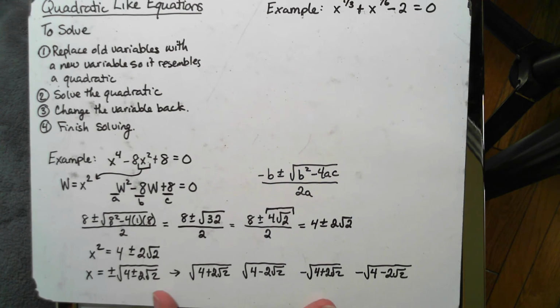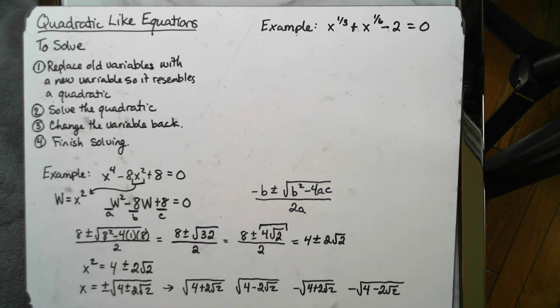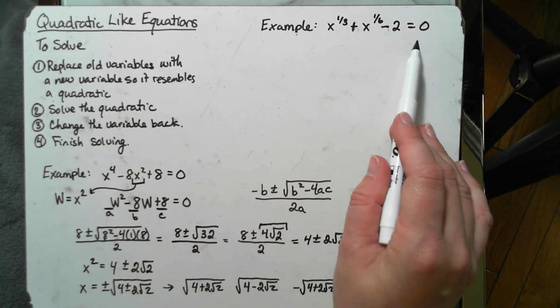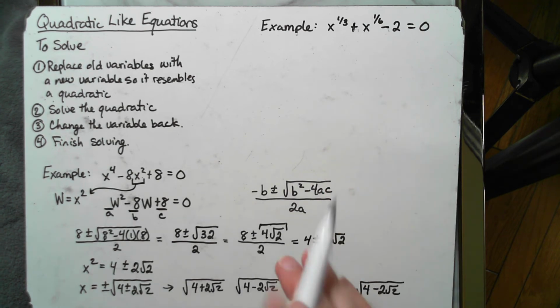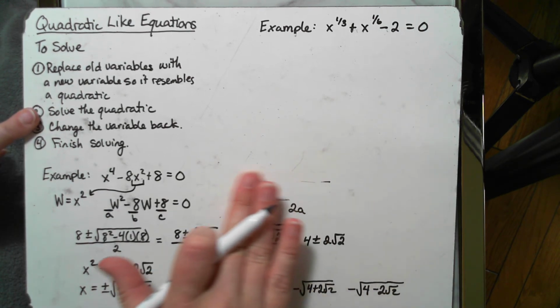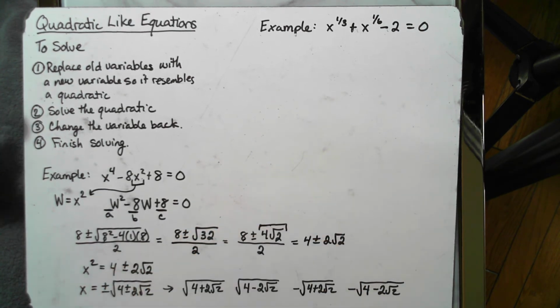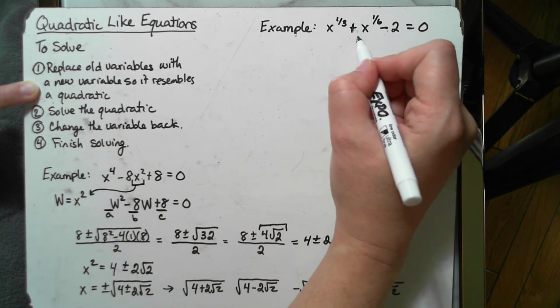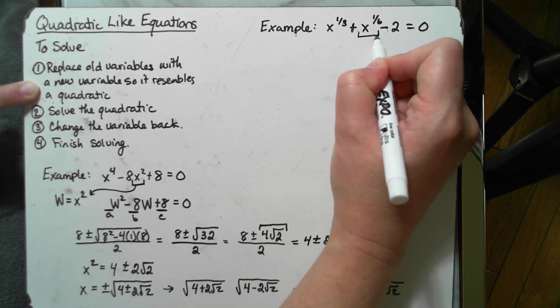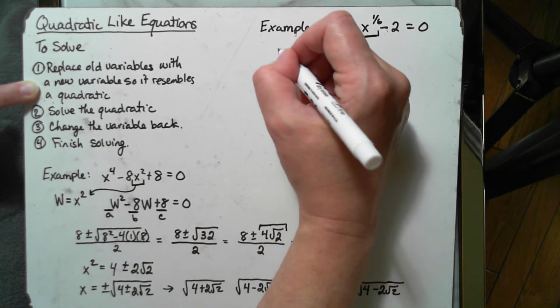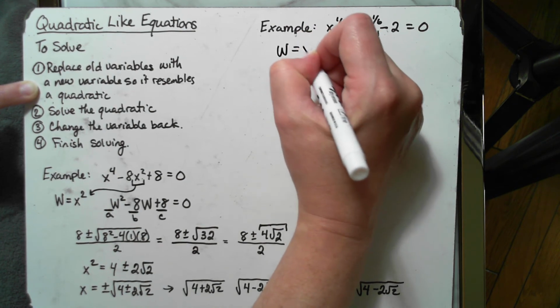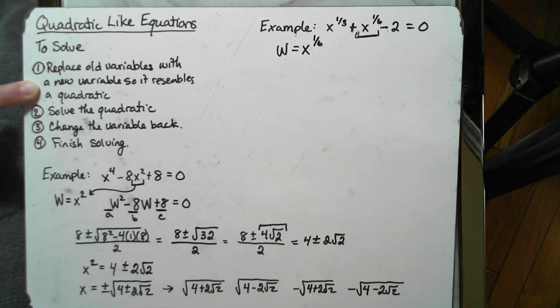Now let's take a look at our next example. We already went through all of the qualifications on this, so we know it meets our needs. So it is quadratic-like. So we're going to skip right on to step 1. Replace the old variables with a new variable so it represents a quadratic. So again, I'm taking this middle variable, that's the one I'm always using. I'm saying w equals x to the 1/6.